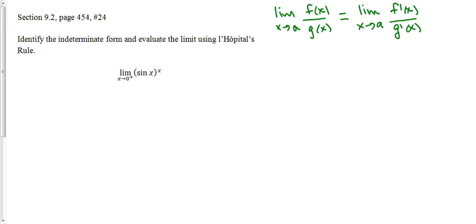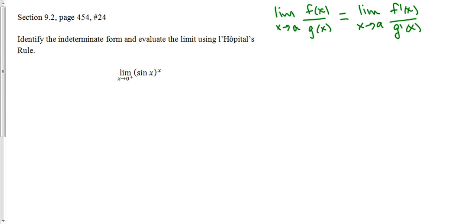All right, let's do section 9.2, page 454, number 24, which reads, identify the indeterminate form and evaluate the limit using L'Hopital's rule. For number 24, we have the limit as x goes to 0 from the positive side of sine of x all to the x.